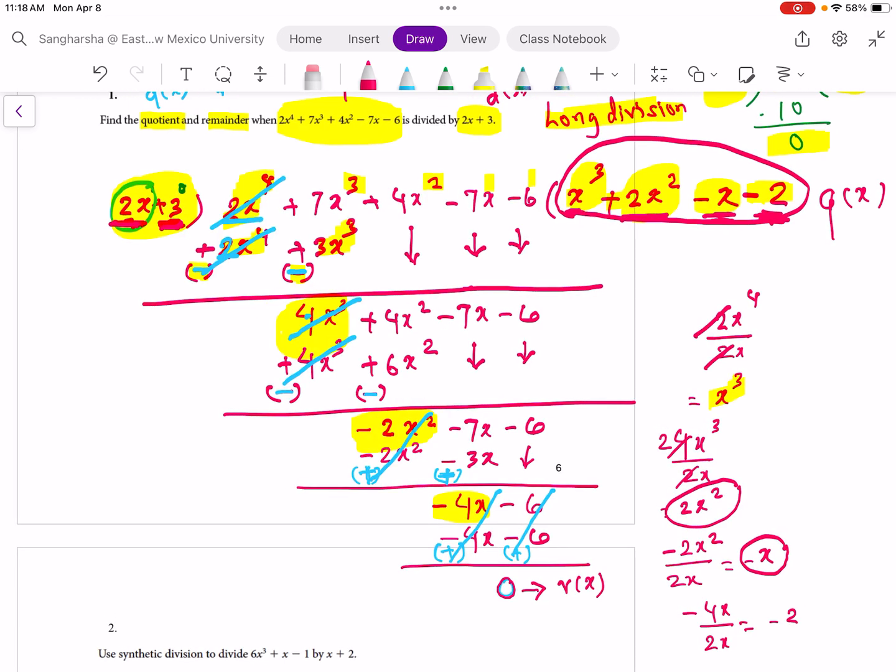Here the remainder is 0. Now when the remainder is 0, what can we say about this divisor? So this is the divisor. What can we say about the divisor and the quotient for this polynomial? These two are the factors. So every time you get the remainder 0, then the quotient and the divisor are always factors of the given polynomial.